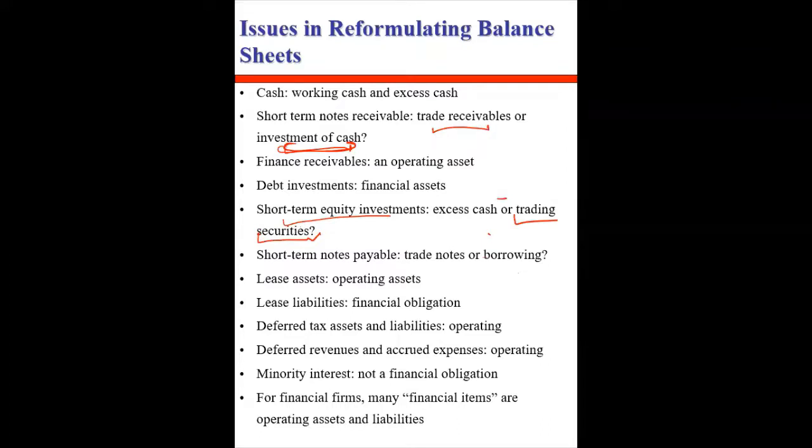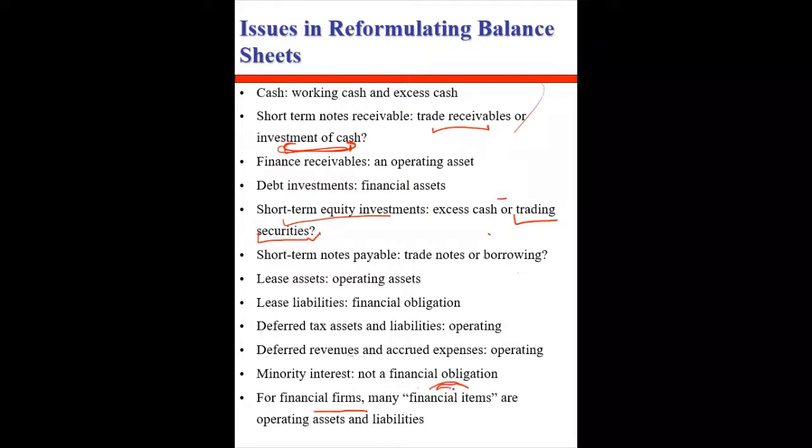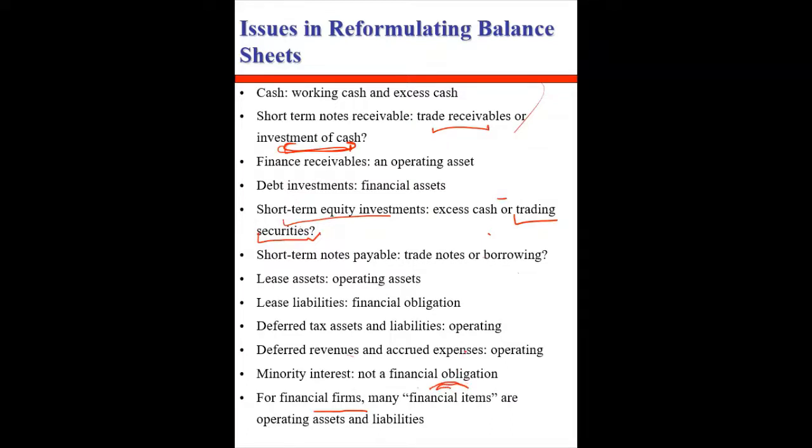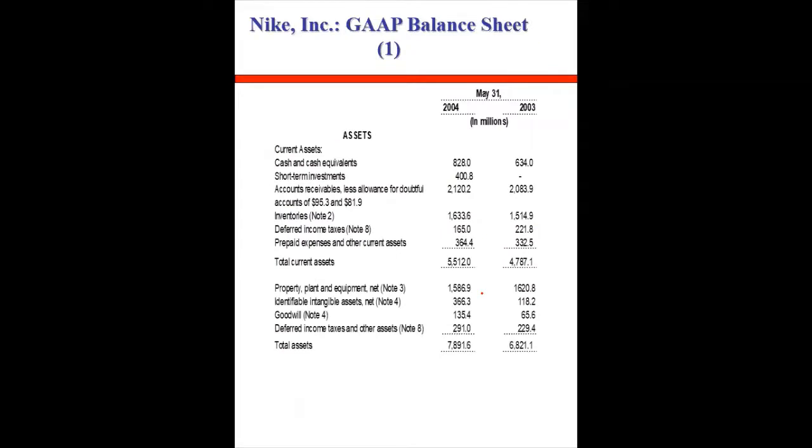obligations. Okay. Now it is critical that for financial firms like bank, insurance company, the financial institutions, most of their financial items, which are generally financial items, they need to be considered as operating assets and operating liabilities. Okay. So let's try to apply some understanding what we have learned.